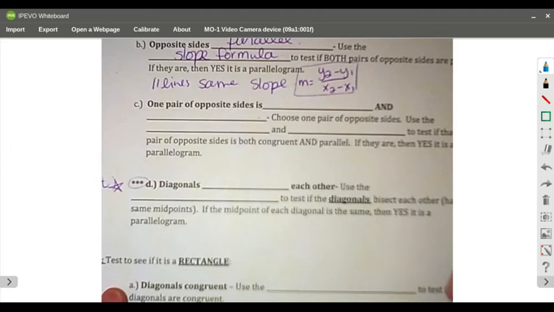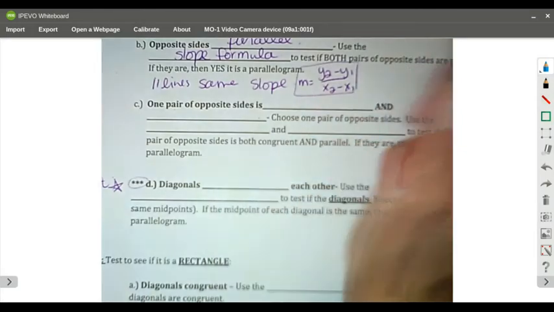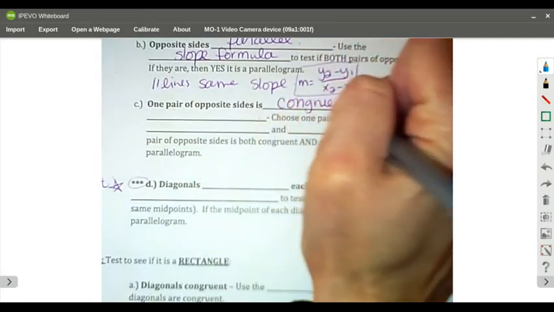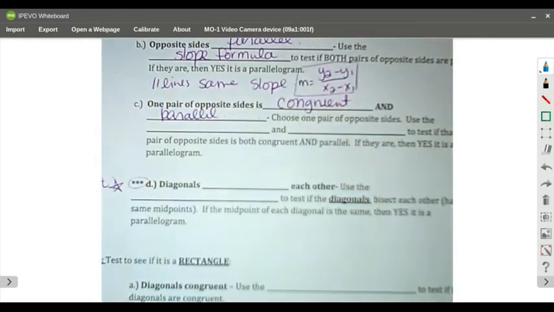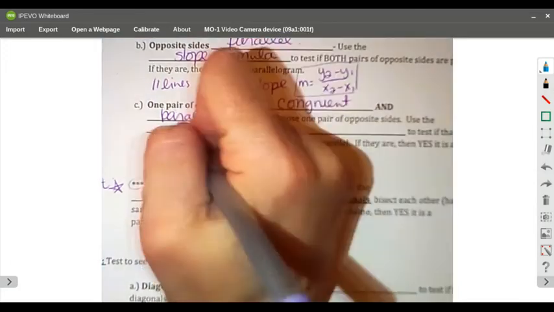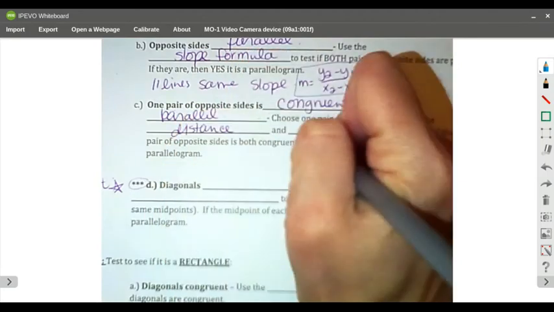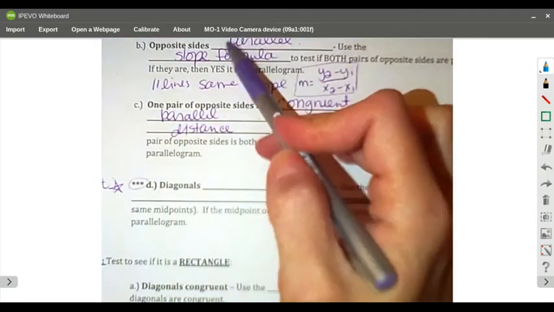Part C, another way you can test to see if it's a parallelogram is you can test that one pair of opposite sides is congruent and parallel. So you choose one pair of opposite sides, and you would use the distance formula and the slope formula. It's kind of like a combination of A and B.